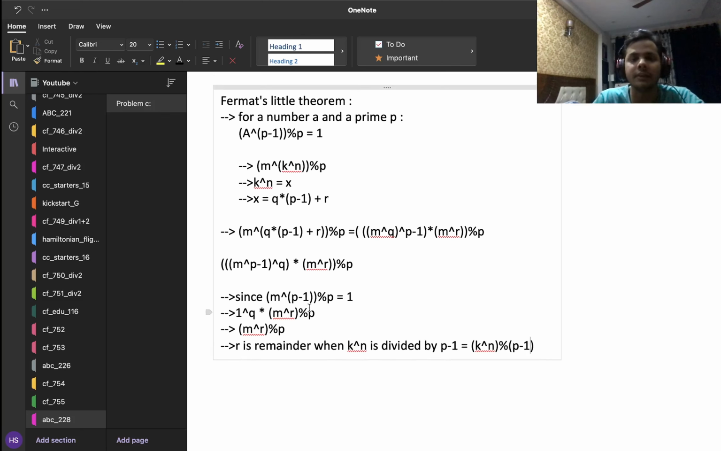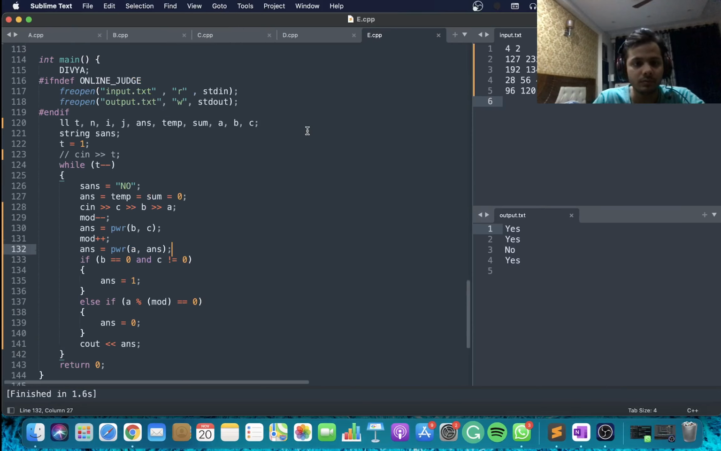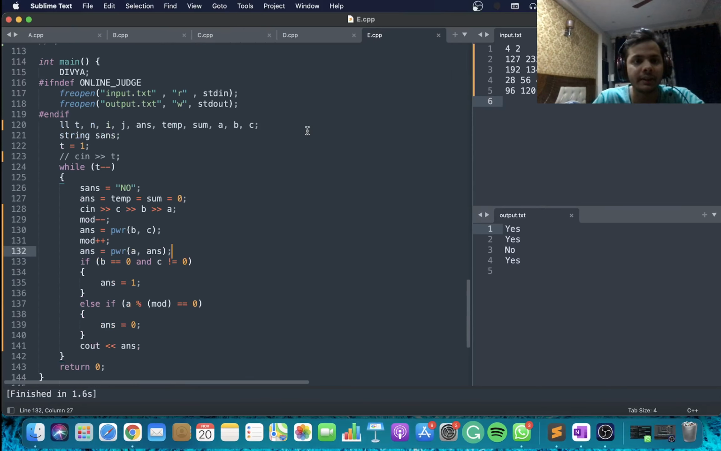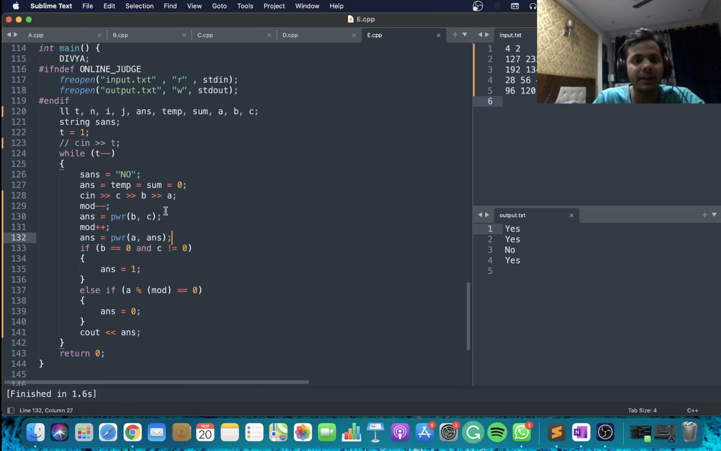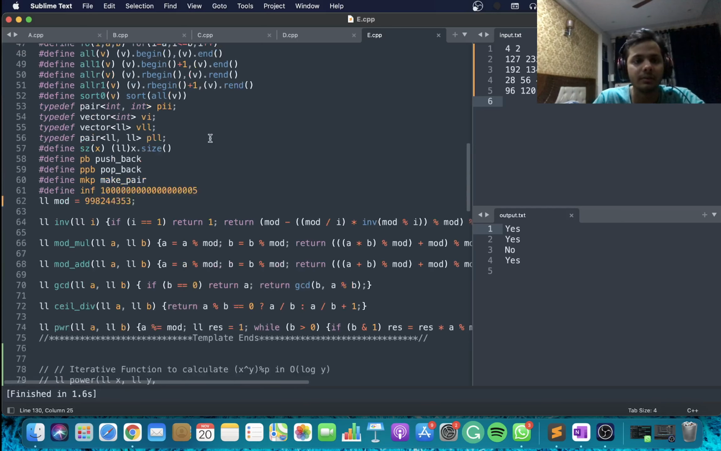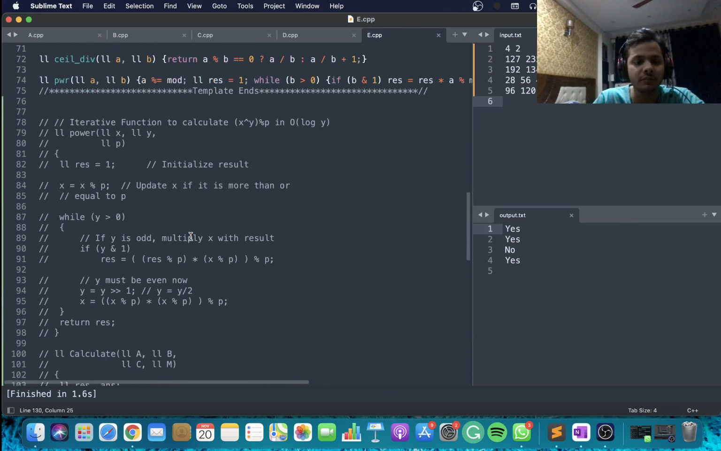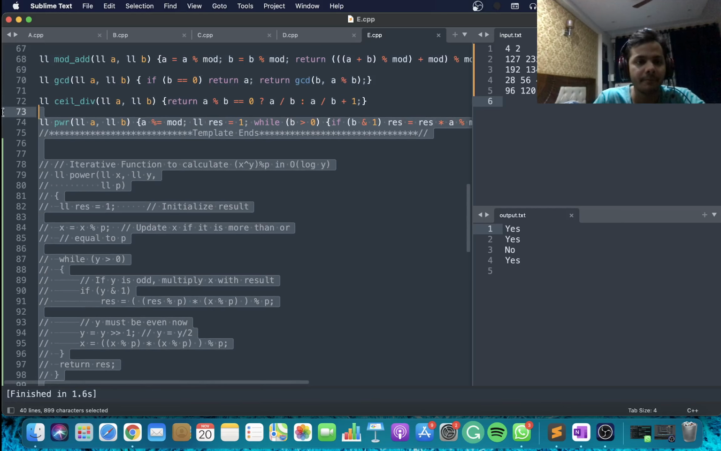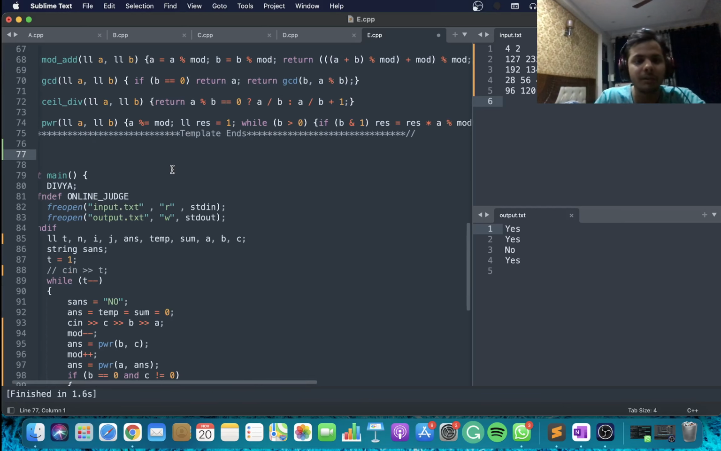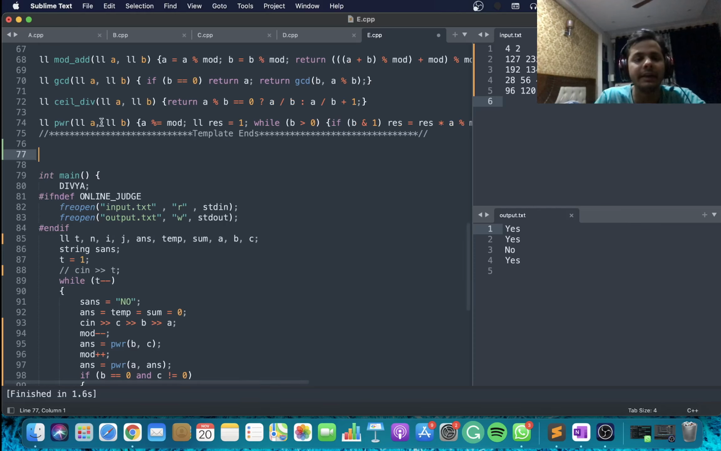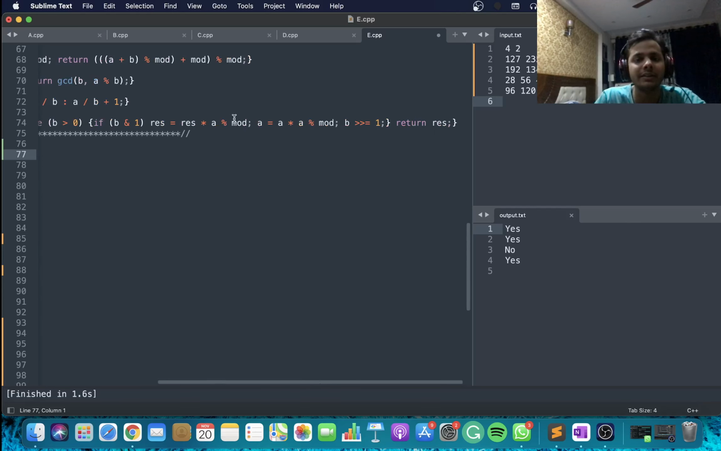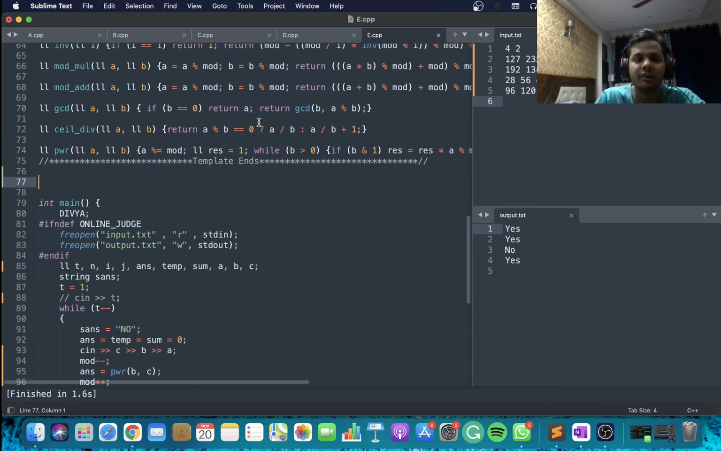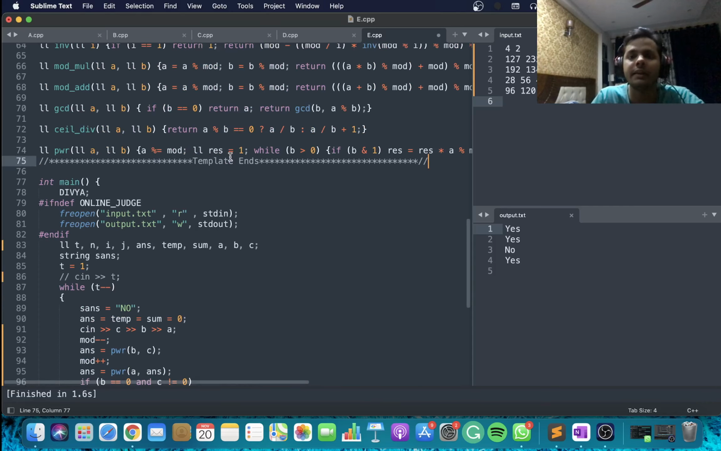Let's just have a look at the code now. The code is pretty short and concise. I already have a built-in power function, a built-in binary exponentiation function. Let's have a look at that. This power function calculates a raised to the power b modulo mod, and this is a pretty standard binary exponentiation. If you don't know about binary exponentiation, again, you should learn it.